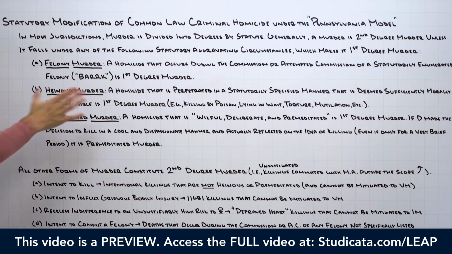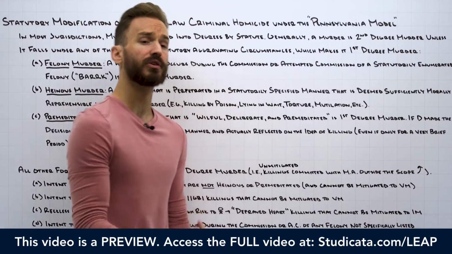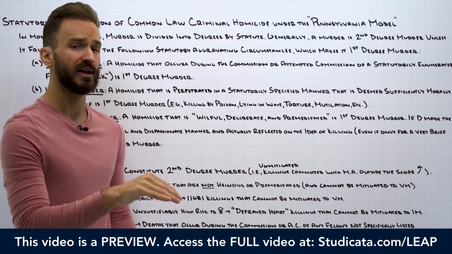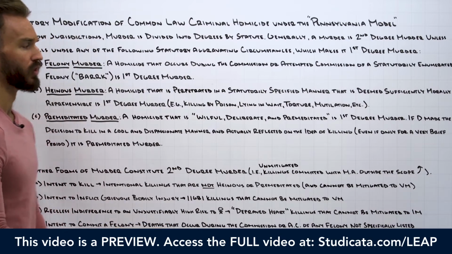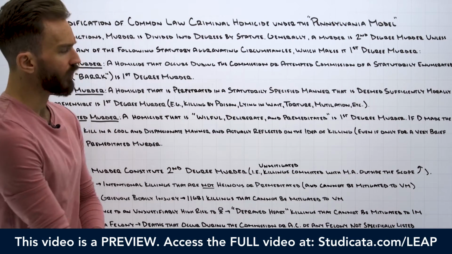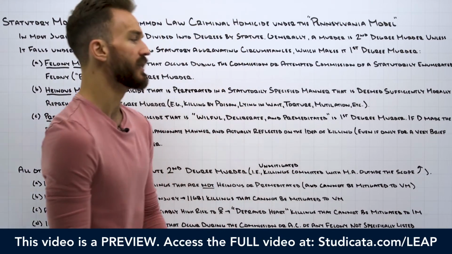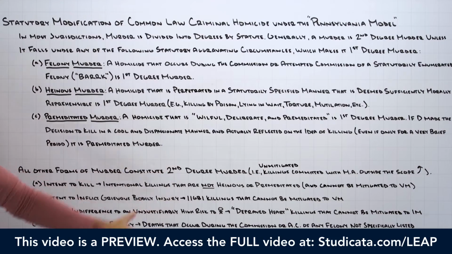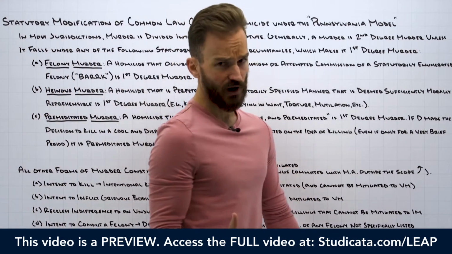Finally, we have premeditated murder. Probably most people are familiar with this. This is our third category, our third statutorily aggravating circumstance that can aggravate a second degree murder to first degree murder. A homicide that is willful, deliberate, and premeditated is first degree murder. And the way we really define willful, deliberate, and premeditation is as follows.